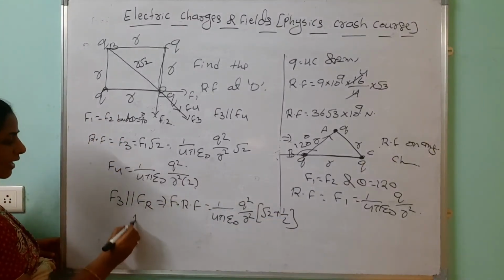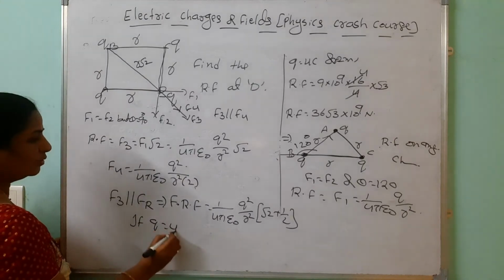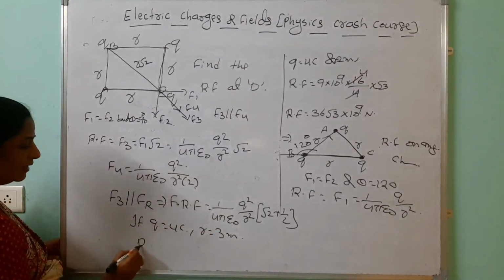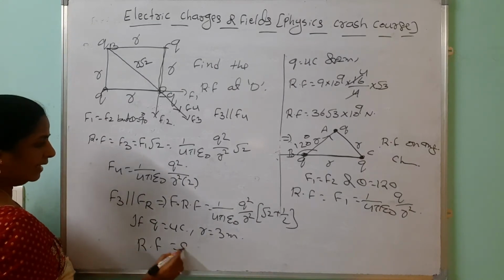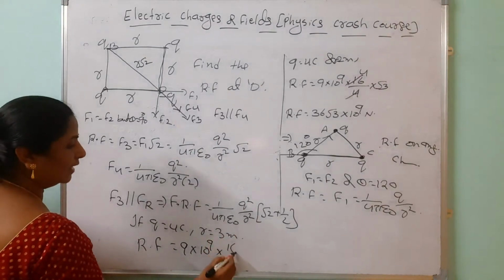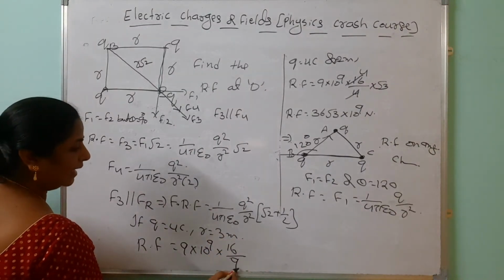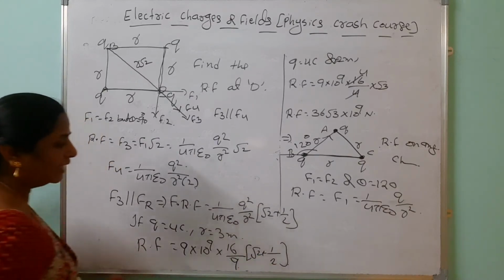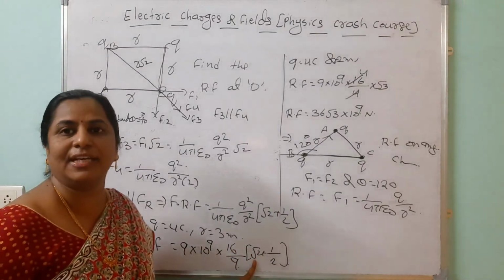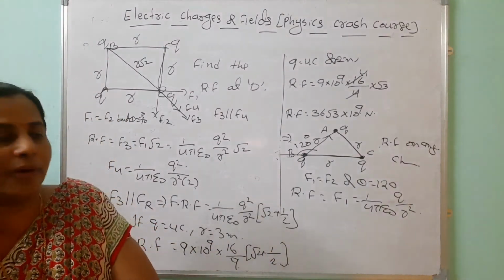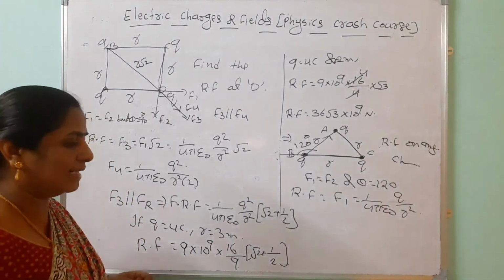One problem also we are doing. If q equals 4 coulombs, then r equals 3 meters. Then how to find out the resultant force in this case? 9 into 10 to the power of 9 into q square, which is 16, by 9, into root 2 plus 1 by 2. If you want to do more simplification, instead of root 2 we should take 1.414, and instead of 1 by 2 we take 0.5. Then we can find the resultant force.